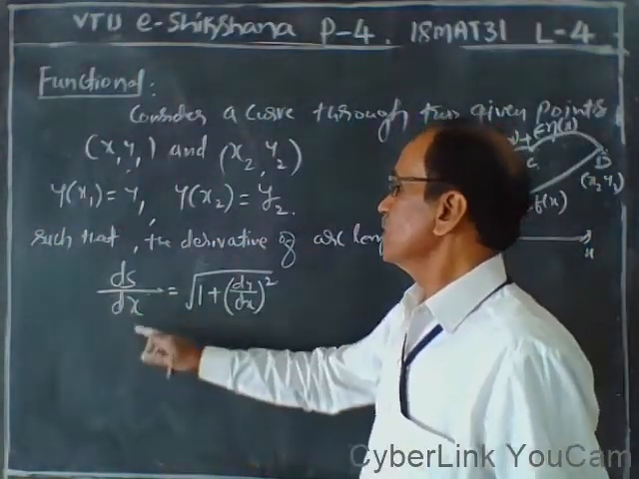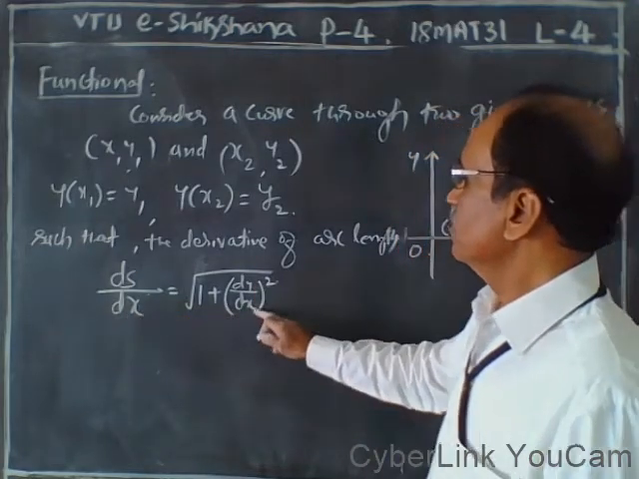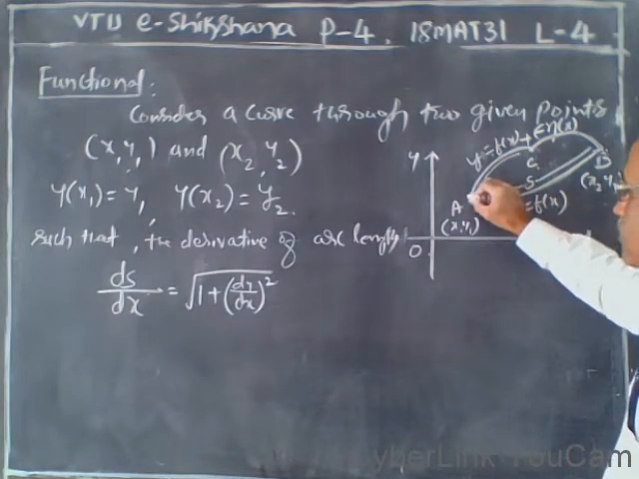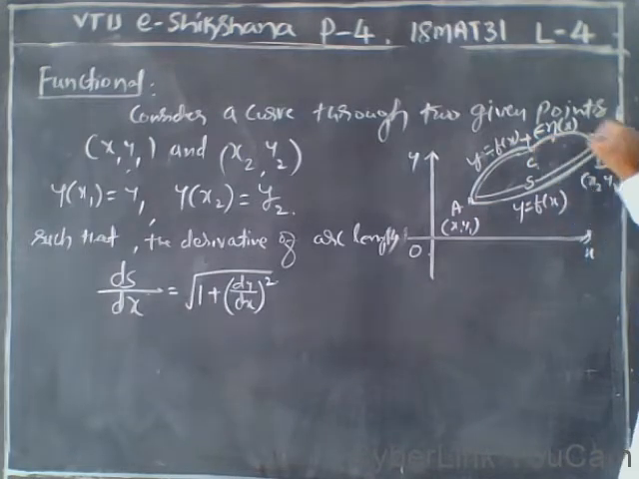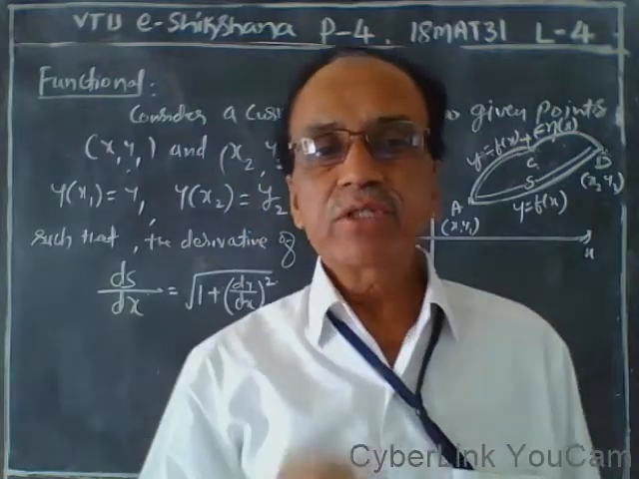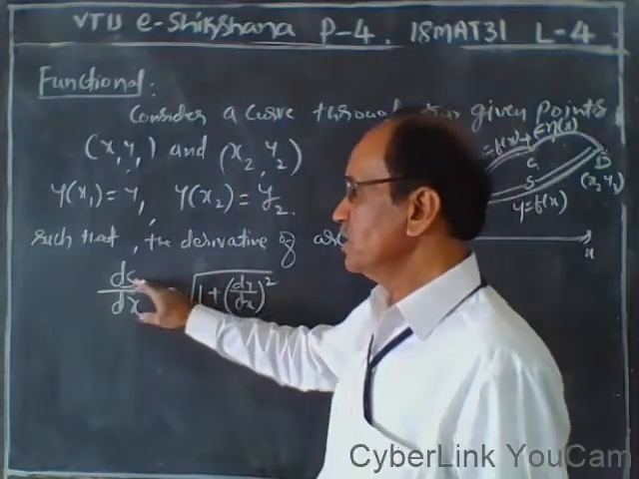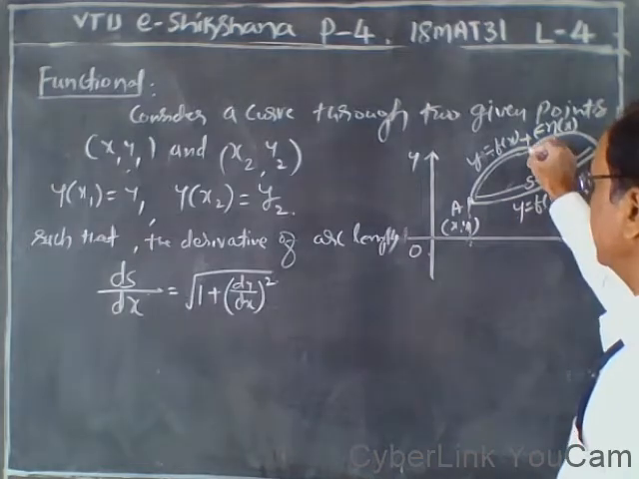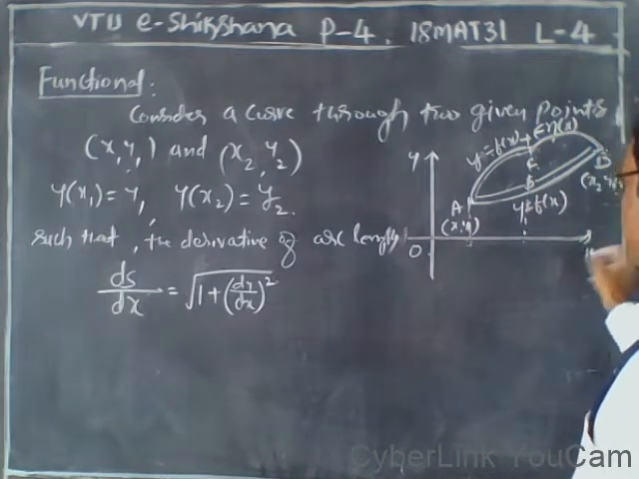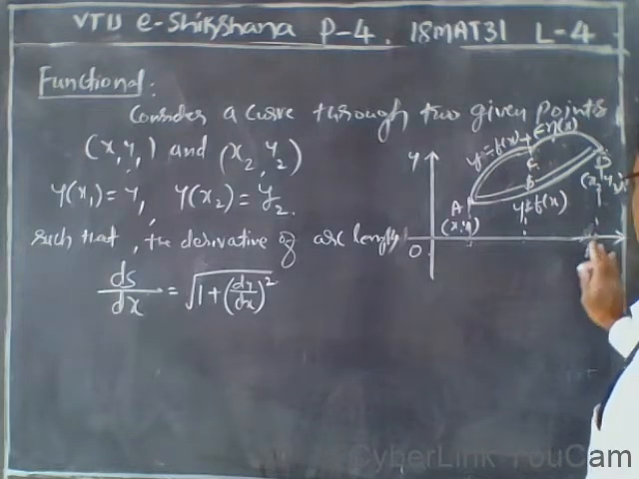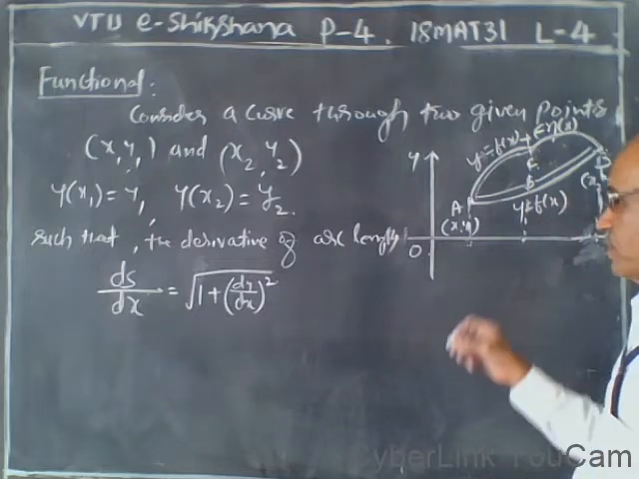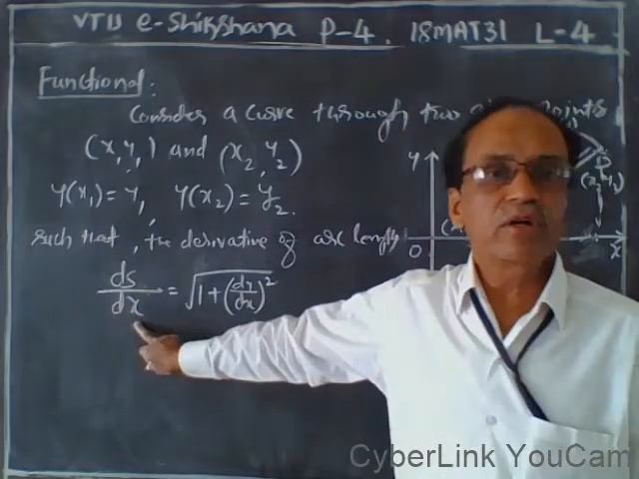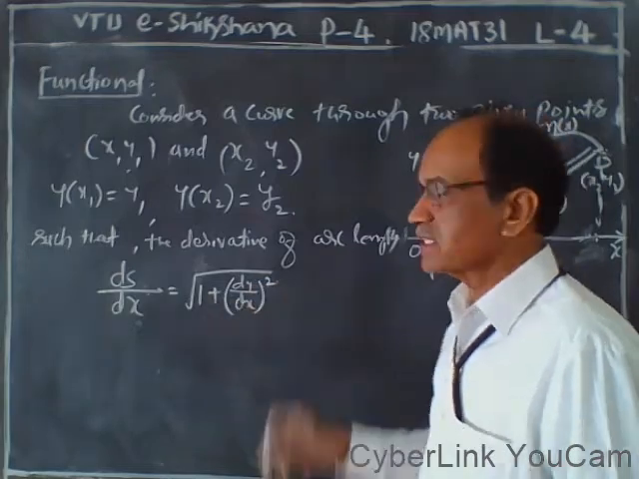Here s is the length of the curve, x is the independent variable and y is a function of x. Therefore, s is the total length of the curve, but here s is taken from this point up to here, but it takes the deviation and then it continues. Derivative means variation in the length with respect to variation in x. From this point it is x1, y1, and from this intermediate point to the next point, that is x2, y2. Therefore, the change in length of the curve s with respect to change in the value of x is equal to square root of 1 plus dy by dx whole square.